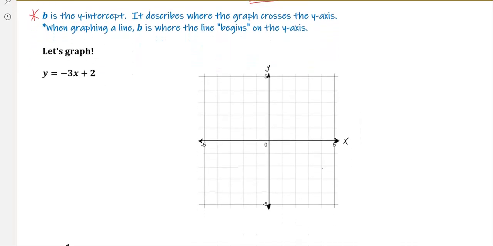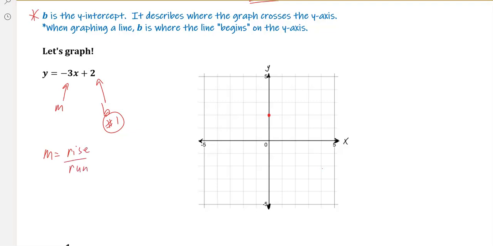So let's graph this one right here. So make sure you have graph paper. Y equals negative 3x plus 2. Okay? So this is our slope. This is our y-intercept. But we always start with the y-intercept first. So we do that part first, and then we figure out the slope second. So it starts at positive 2, so we go here up to positive 2 on the y-axis. There's our y-intercept, and it has a slope of negative 3.